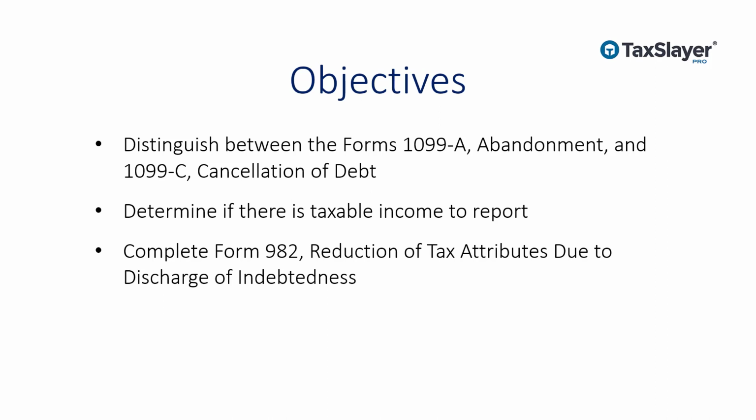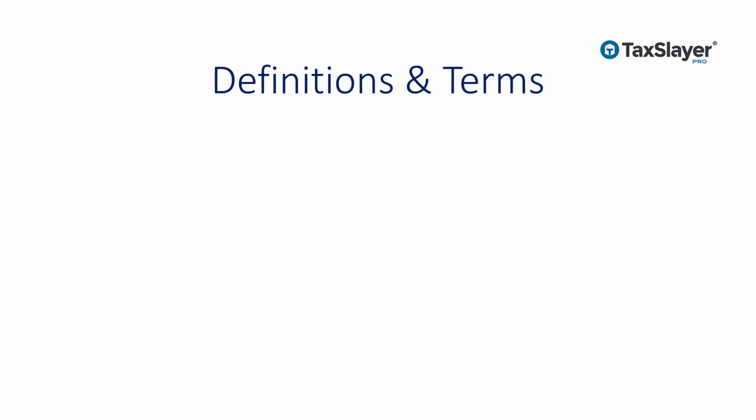We'll determine if there's taxable income to report. We'll talk about completing the Form 982, Reduction of Tax Attributes due to Discharge of Indebtedness. We'll talk about how to enter a few examples in the TaxSlayer Pro Desktop software. First, some definitions and terms.